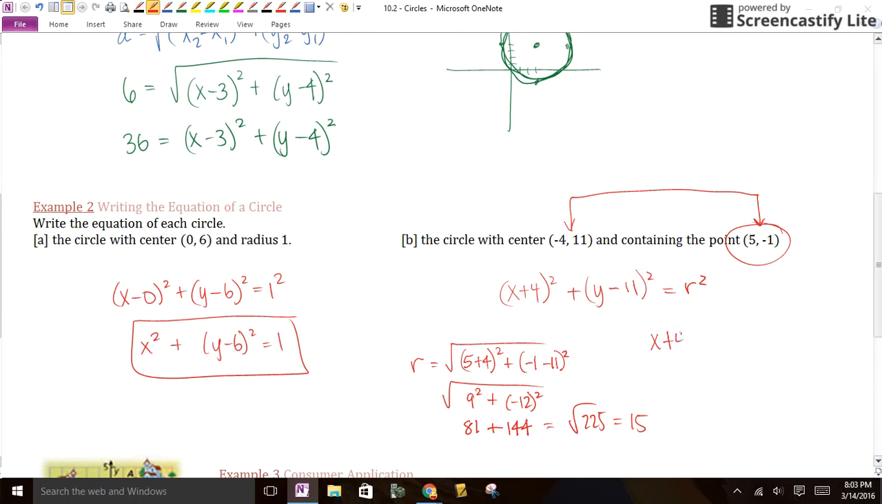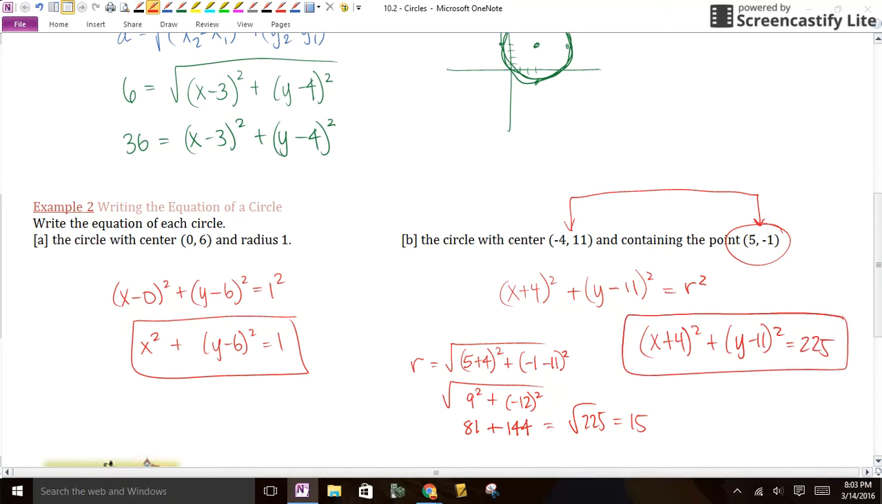So (x + 4)² + (y − 11)² = 225. And there you go. There's the equation of the circle, which has a center at (−4, 11) and a radius of 15, which I had to calculate by using the other point and my understanding of what a circle's definition is.